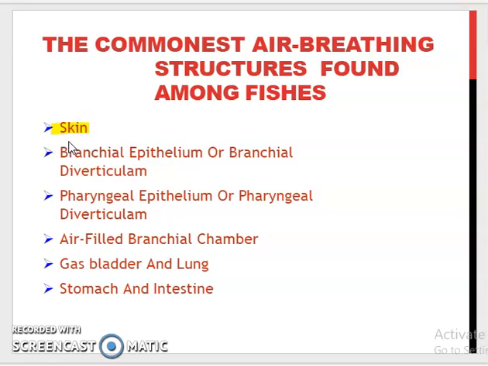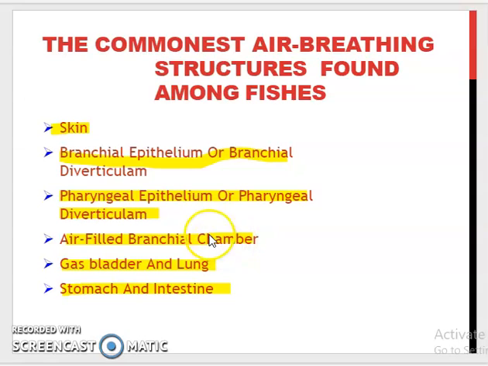The first, simple accessory respiratory organ is the skin. Then there is the branchial epithelium or the branchial diverticulum. Then there is the pharyngeal epithelium or the pharyngeal diverticulum. Then you can see the air-filled chamber, then the gas bladder and the lung itself. You can see the so-called gas chamber and a lung. Then finally there is the stomach and the intestine.